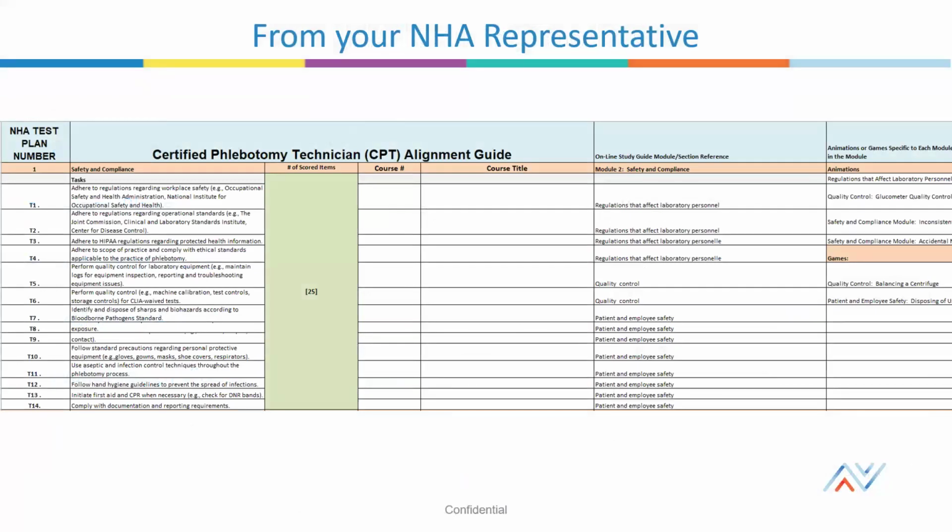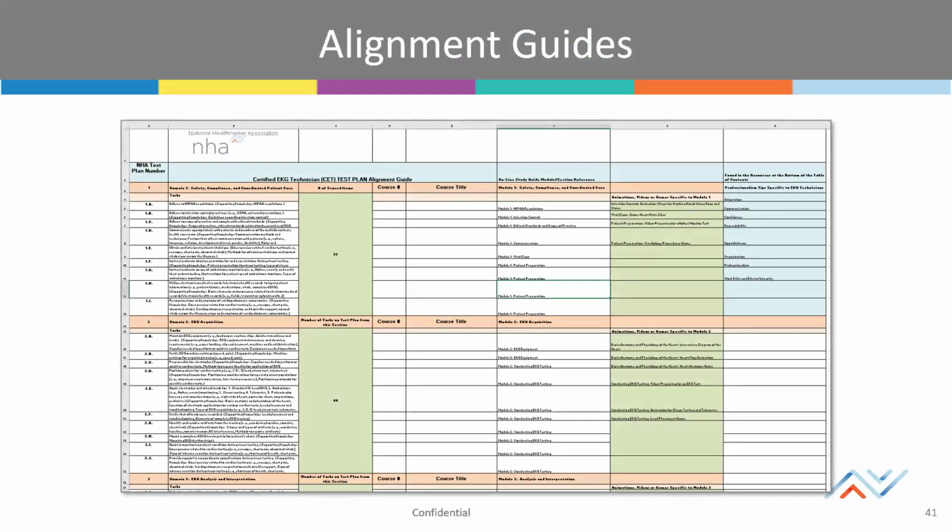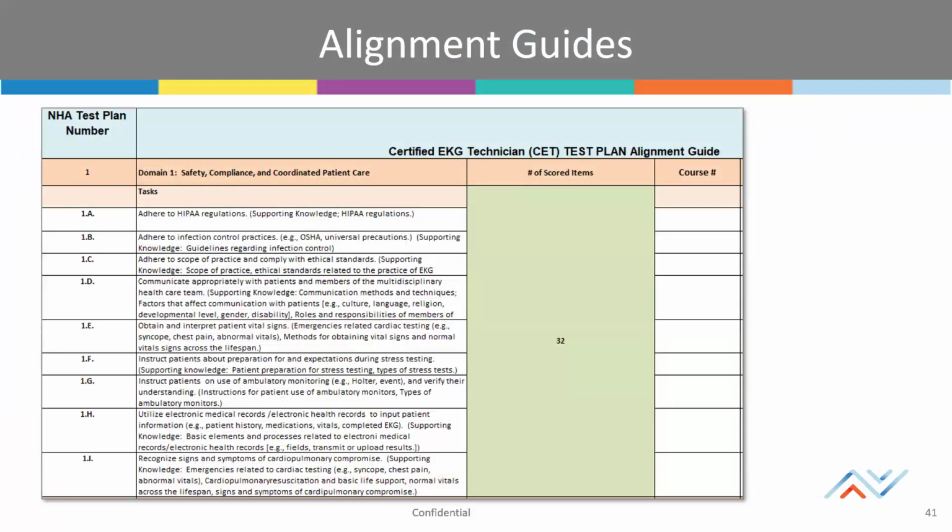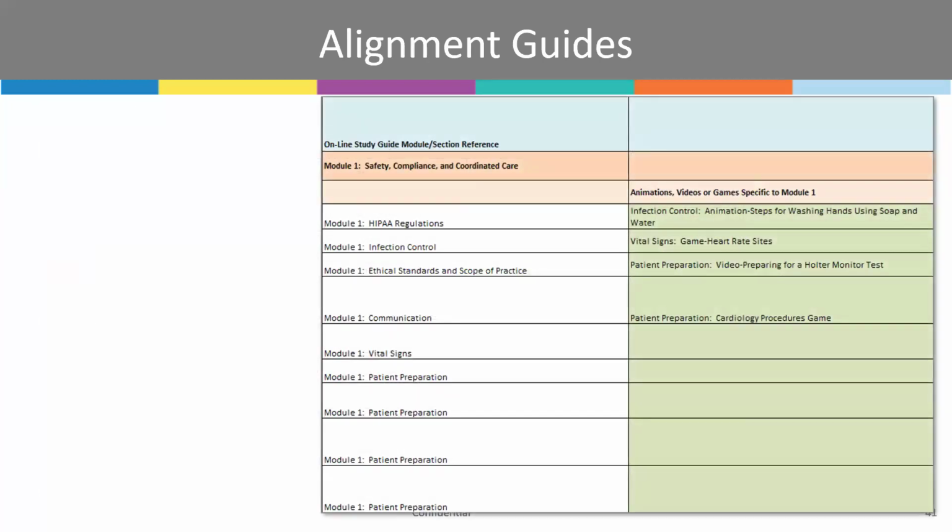So in fact, we have these mapping resources for your exam preparation materials as well. You could have your NHA representative send this to you, but these are called alignment guides. And these guides are unique to each certification type, and they include an outline of the full test plan, identifying how many scored questions there will be on the certification exam from each of the different content domains. This will also map out where in the NHA study guide that content is covered.